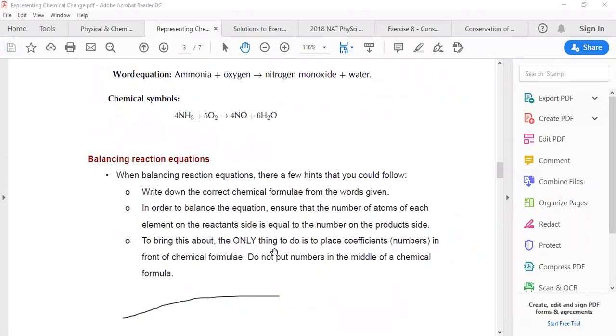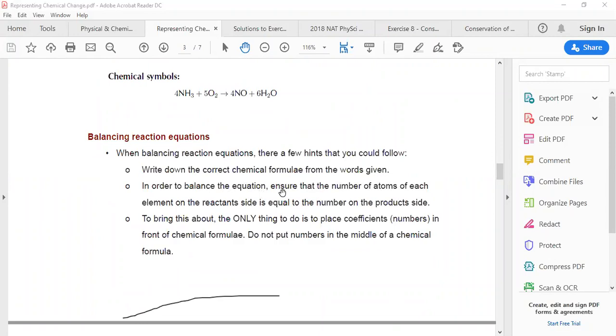Right, then balancing reaction equations. When balancing reaction equations, there are a few steps or hints that you follow. First, write down the correct chemical formulae. If your chemical formula is not right, then your answer is going to be wrong. So the chemical formula for the substance must be correct. Right? In order to balance the equation, ensure that the number of atoms of each element on the reactant side is equal to the number on the product side. So you have to check and add.